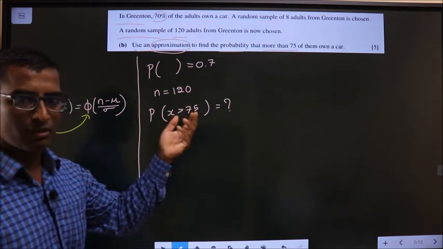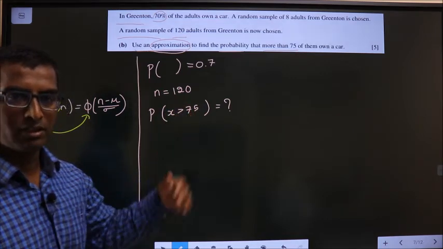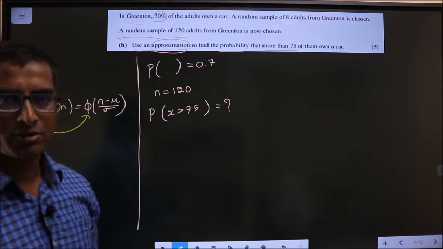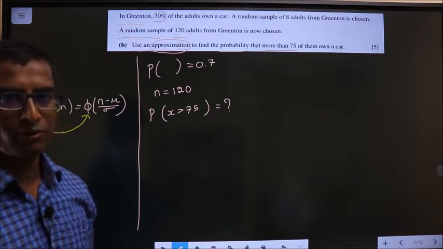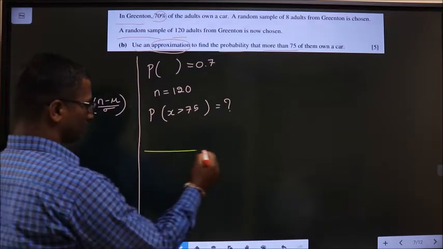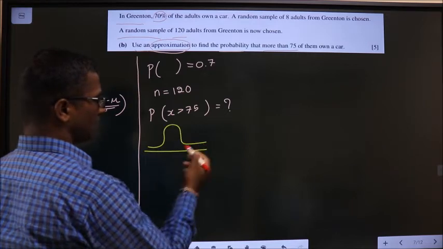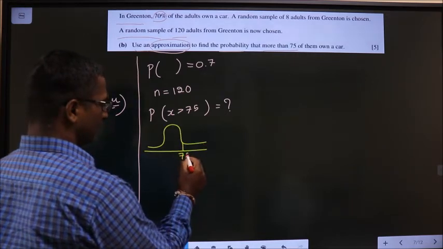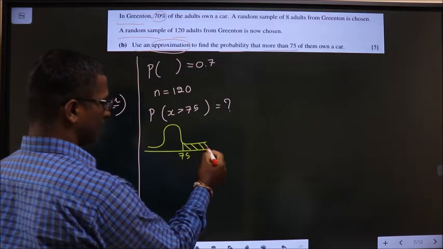In the question, the normal distribution is not given. You are using it. So in such a case, you have to do 0.5 correction. What do I mean by 0.5 correction? See here. If this is a normal distribution curve, greater than 75 means this area is what I need to find out.